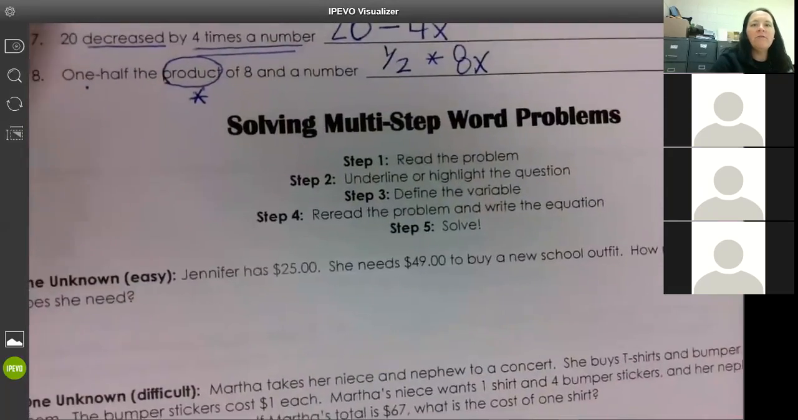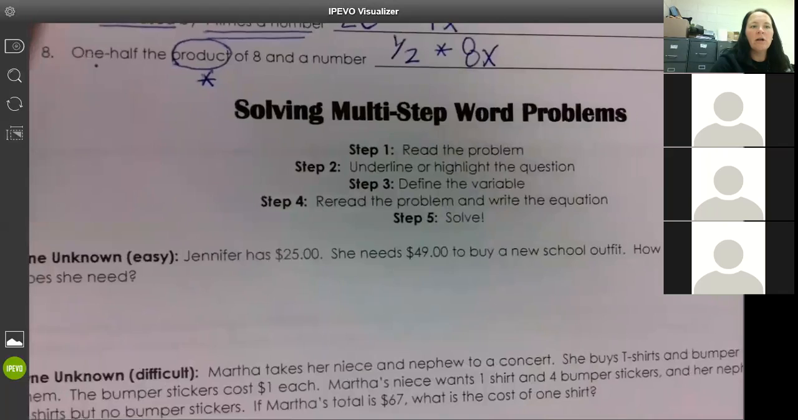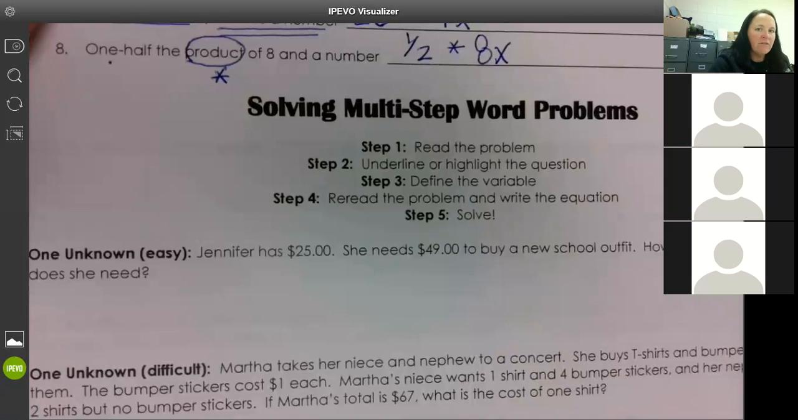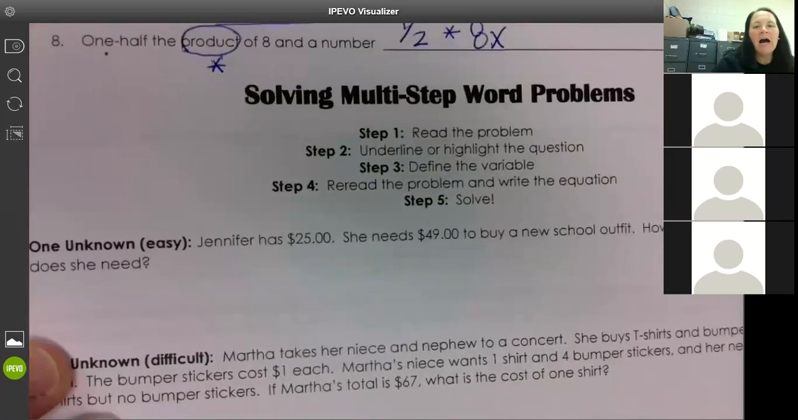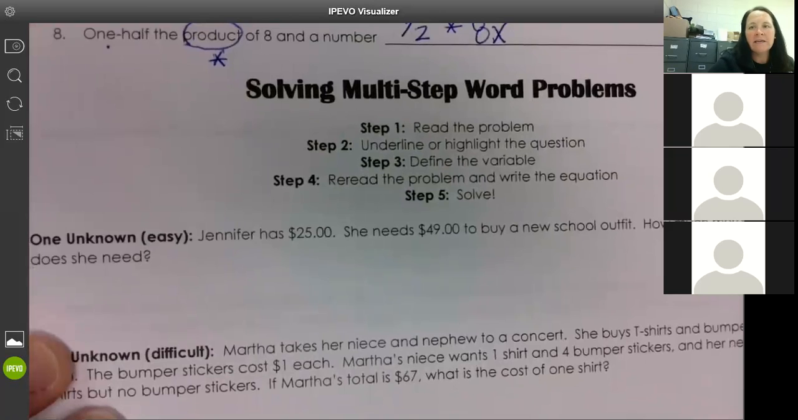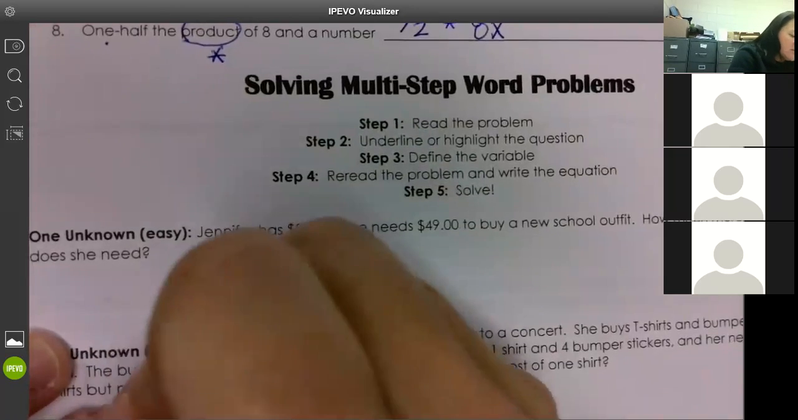Now, on this very first word problem, some of you are not going to set up an equation for it, and that is perfectly fine. I am going to set up an equation so that you can see it. It says Jennifer has $25. She needs $49 to buy a new outfit. How much more money does she need? Here's how we'd set it up. I know that you guys know how to do this without an algebra problem, and I would fully expect that you do it that way. That is perfectly fine. But this is what it is.